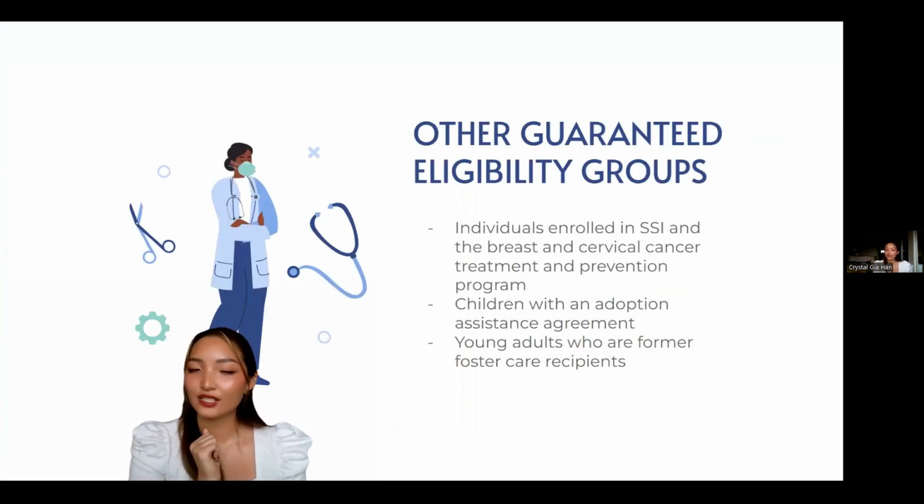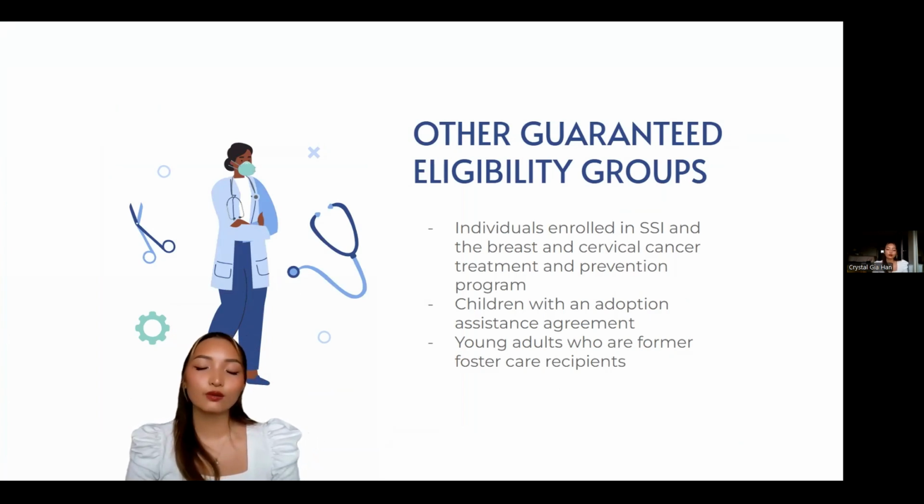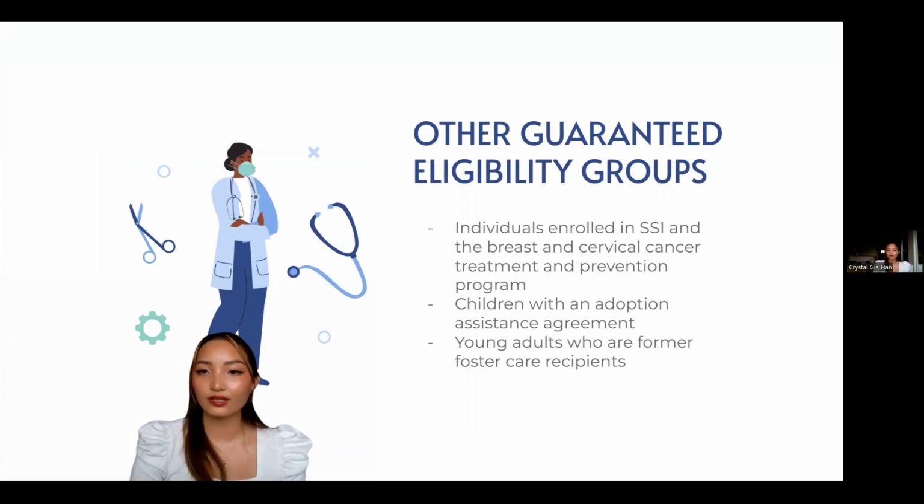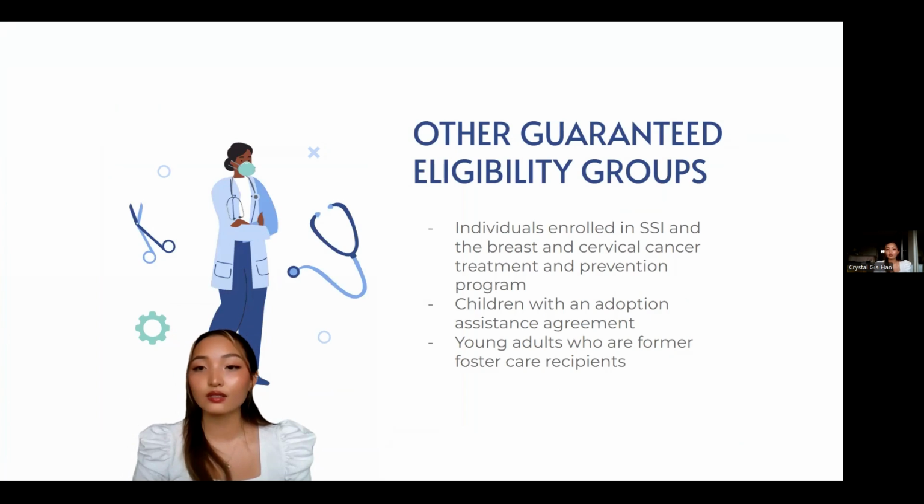Okay, and I would also like to mention other guaranteed eligibility groups briefly, which include individuals who are enrolled in SSI and the Breast and Cervical Cancer Treatment and Prevention Program, children with an adoption assistance agreement, and young adults who are former foster care recipients.